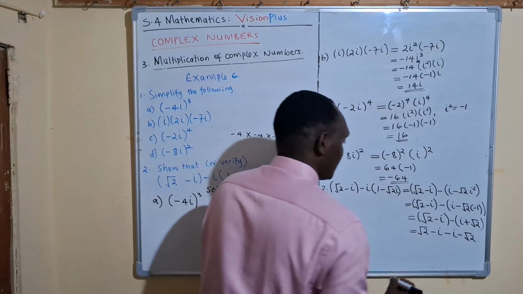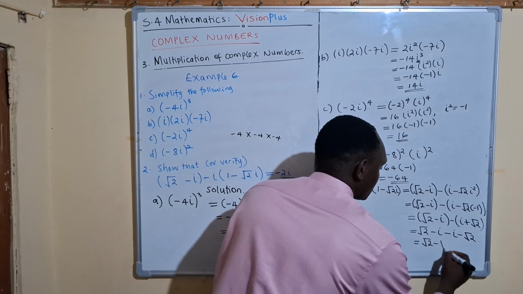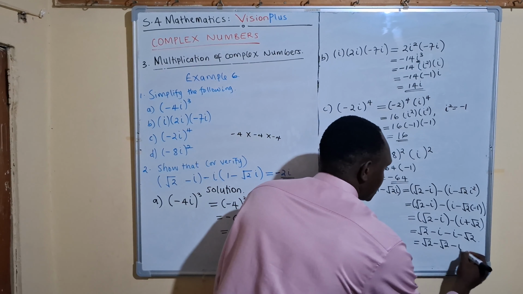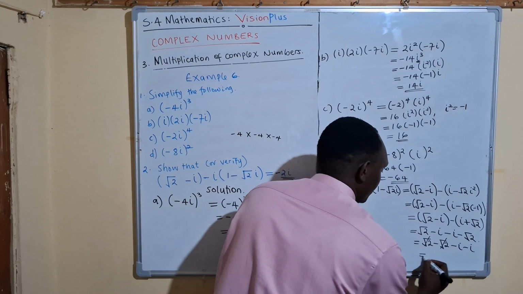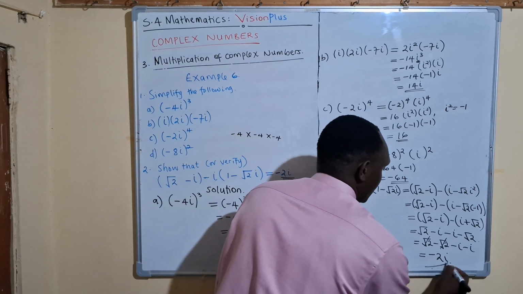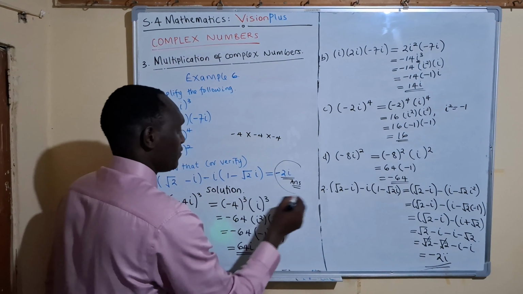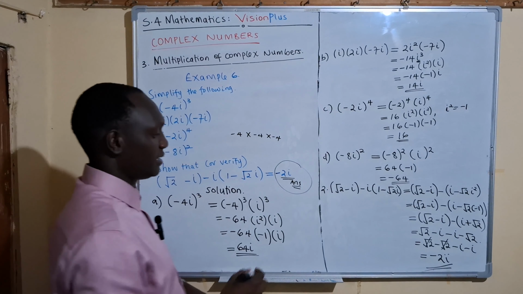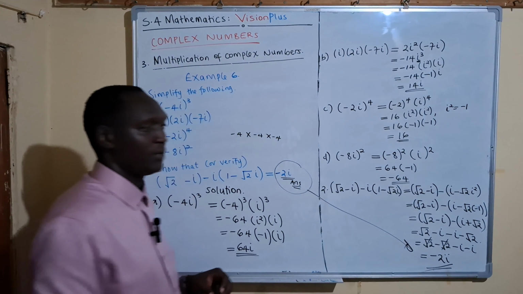When you collect the like terms, you see that root of 2 minus root of 2, minus i minus i. Root 2 minus root 2 is 0. Negative i minus i is negative 2i. I hope that is what we are looking for. It has given us negative 2i, and that is the answer that we have got.